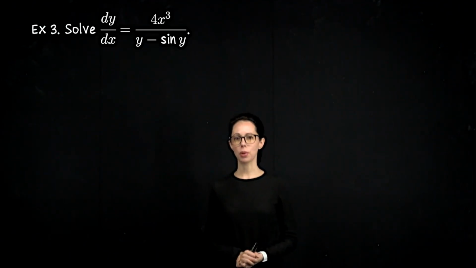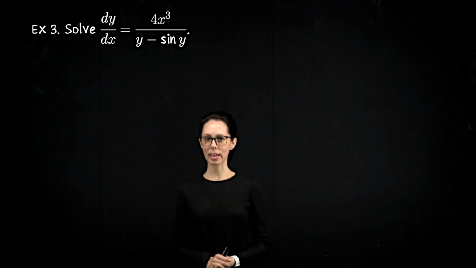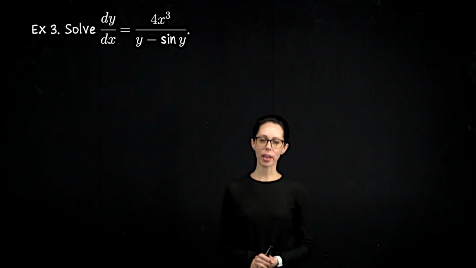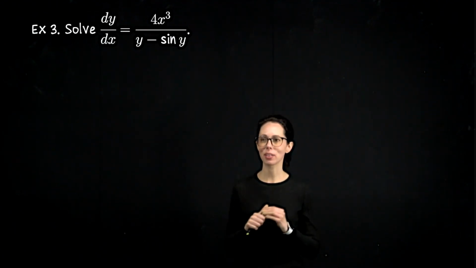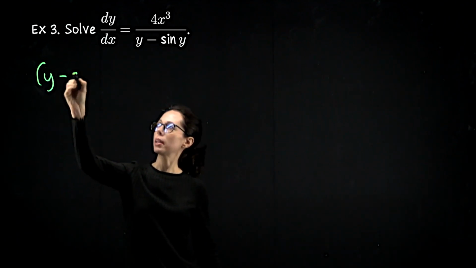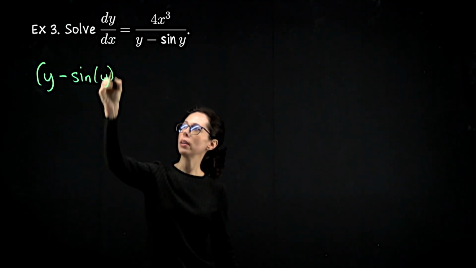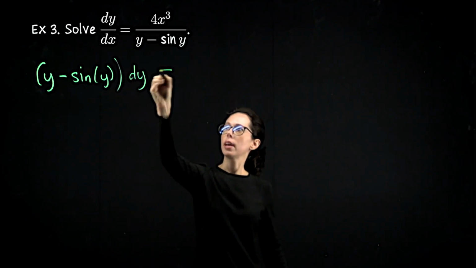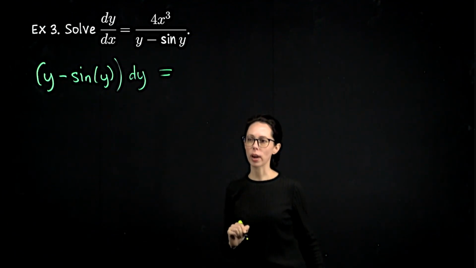Okay, for this third example, our differential equation is dy/dx equals 4x cubed divided by y minus sine of y. So let's put all the things with y on the left-hand side. It's going to be y minus sine of y dy. Everything with x on the right-hand side, that's going to be 4x cubed dx.